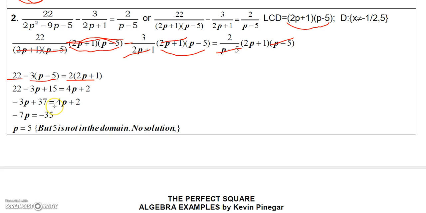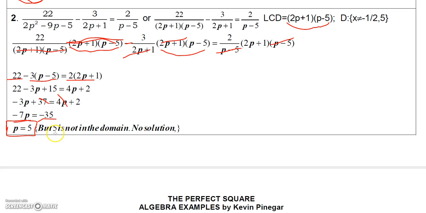Now if you subtract 4p from both sides, 4p from this side will cancel that, and then minus 3p minus 4p will give you negative 7p. And then if you subtract 37 from both sides, 37 minus 37 will cancel that, and then 2 minus 37 is negative 35. So you'll have negative 7p equals negative 35. So the answer appears to be p equals 5, because if you divide both sides by negative 7, you get p equals 5.